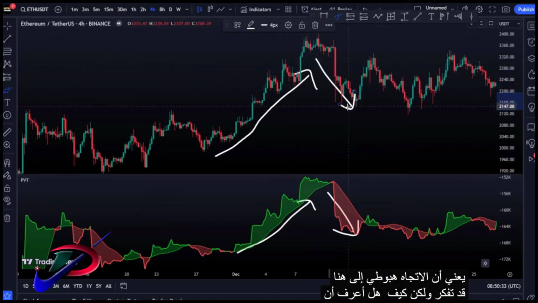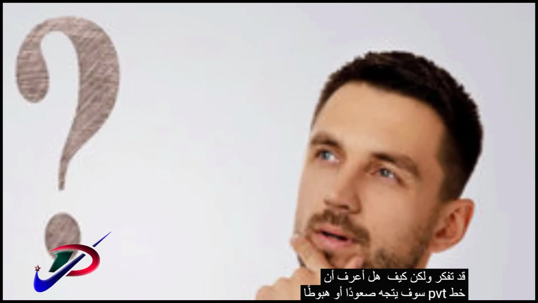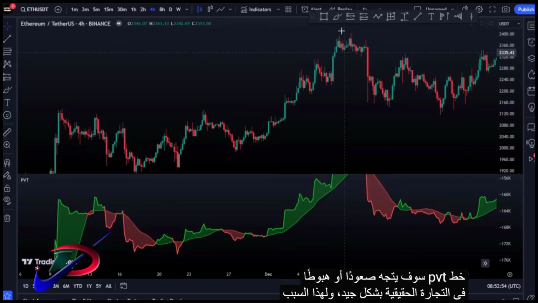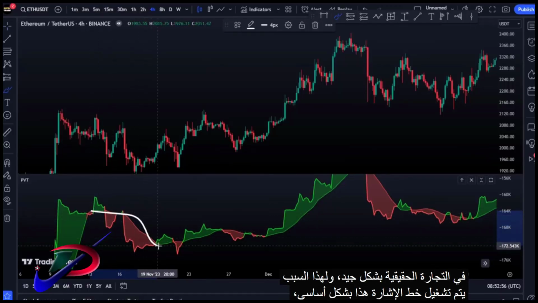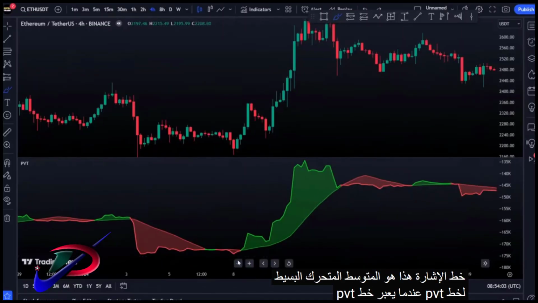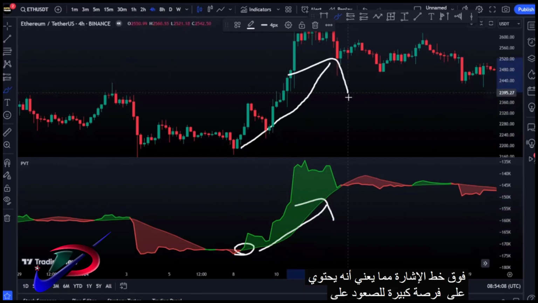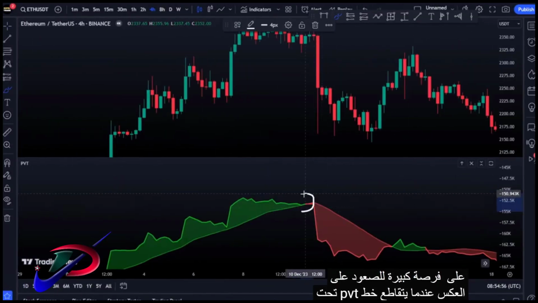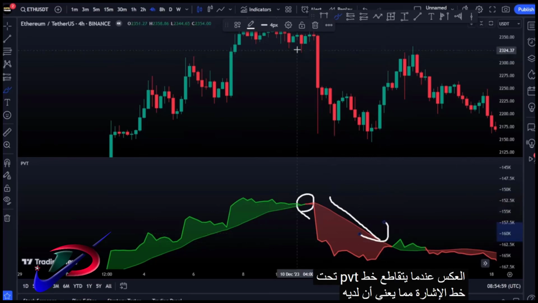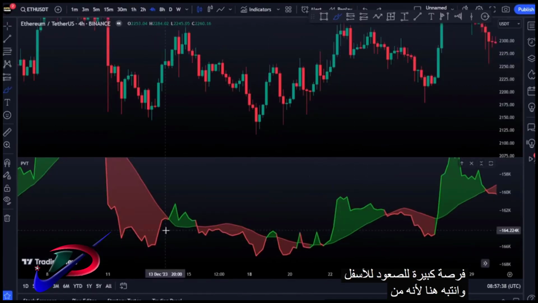Here you might think, but how do I know the PVT line will go upward or downward in a real trade? Well, this is why the signal line comes into play. Basically, this signal line is the simple moving average of the PVT line. When the PVT line crosses over the signal line, it has a high chance of going upward. On the opposite, when the PVT line crosses under the signal line, it has a high chance of going downward. And pay attention here because it is very important.